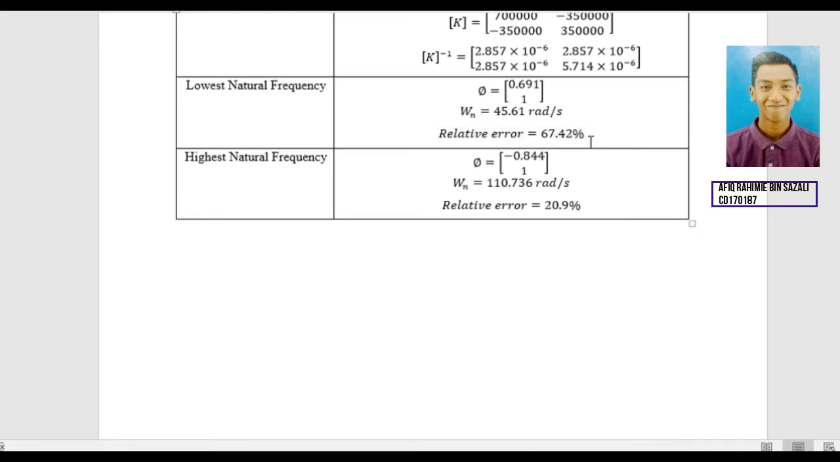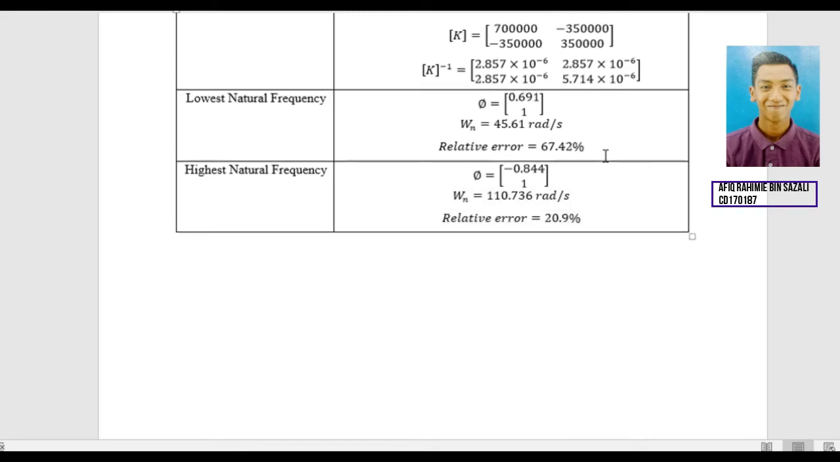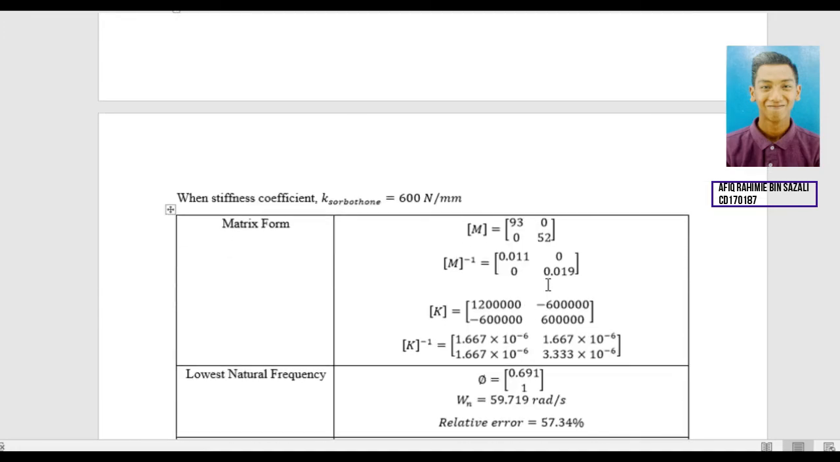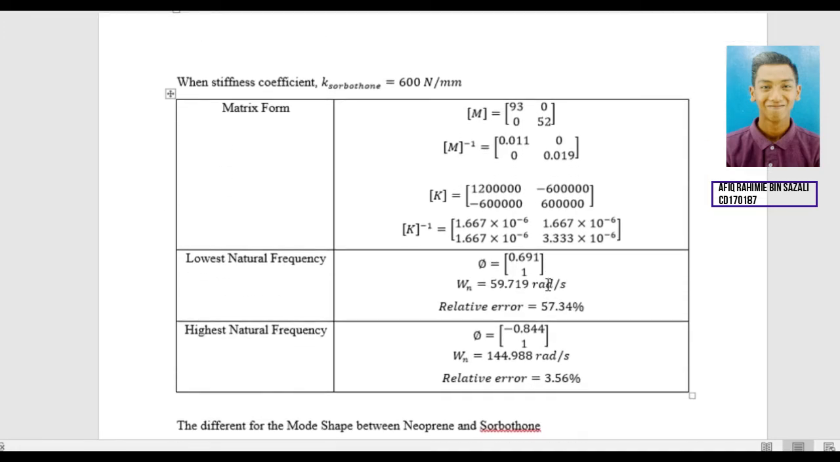Next, the relative error for the lowest natural frequency is 67.42% and for the highest natural frequency is 20.9%. As you can see, there is a little bit of difference between the lowest and the highest natural frequency for the neoprene. We move to the next material.